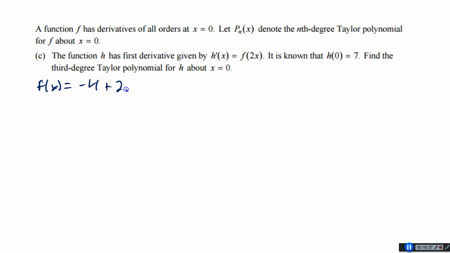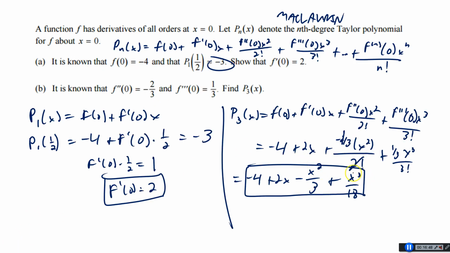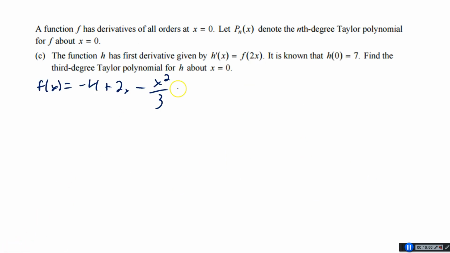Let's see if I can remember it. Plus 2x. Then it was minus, I think it was x squared over 3, was it? Let me double check that. I don't trust myself. x squared over 3, and then plus x cubed over 18. They only want the third degree, so I think this is going to be enough terms to use for h.